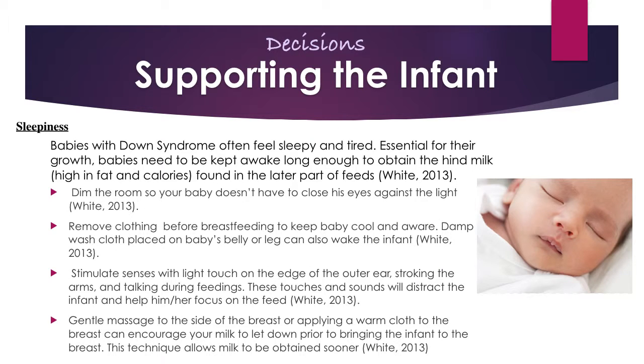Babies with Down syndrome are easily tired and often sleepy. Keeping them alert and awake during feeds is important in order to ensure they receive adequate nutrition, especially in regards to obtaining the hind milk. Hind milk is rich in fat and calories, essential for growth. However, this milk is secreted only later in the feed. Here are some tips to keep the infant awake and alert. Infants may need to be woken up for feeds every 2 hours or at least 8 to 12 times a day.